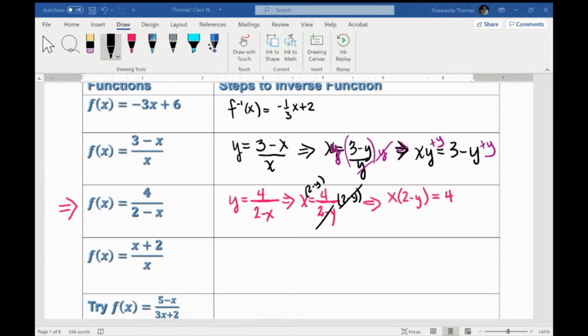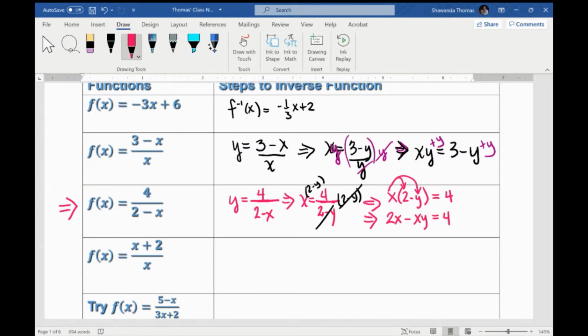All right, I'm going to distribute since y'all are not sure, but it would have been right still. I'm doing my way. Here we go. So the next step, if I distribute, it would be 2x minus xy equals 4.